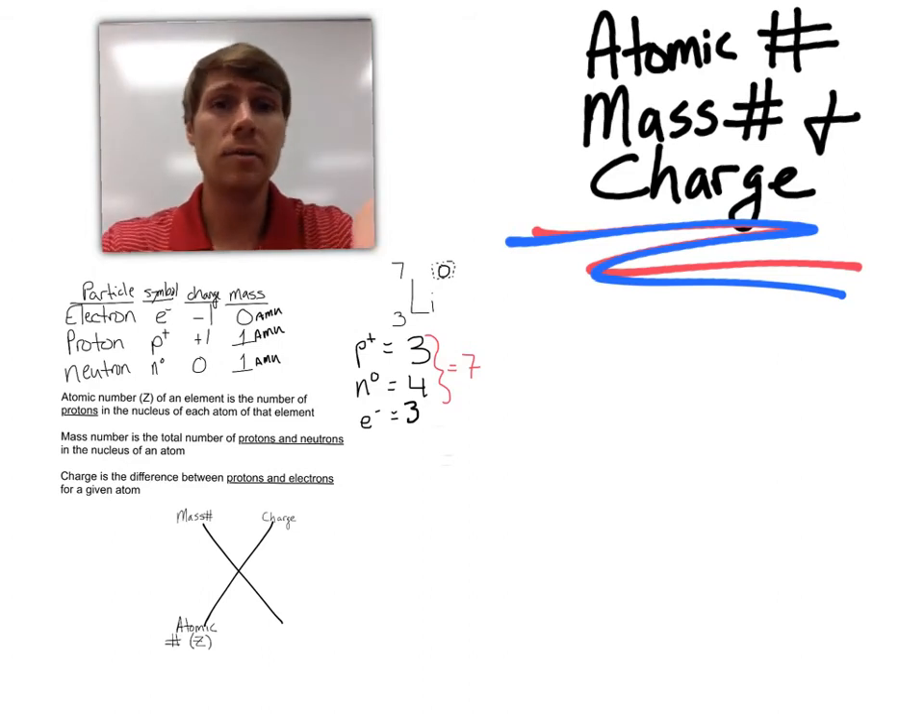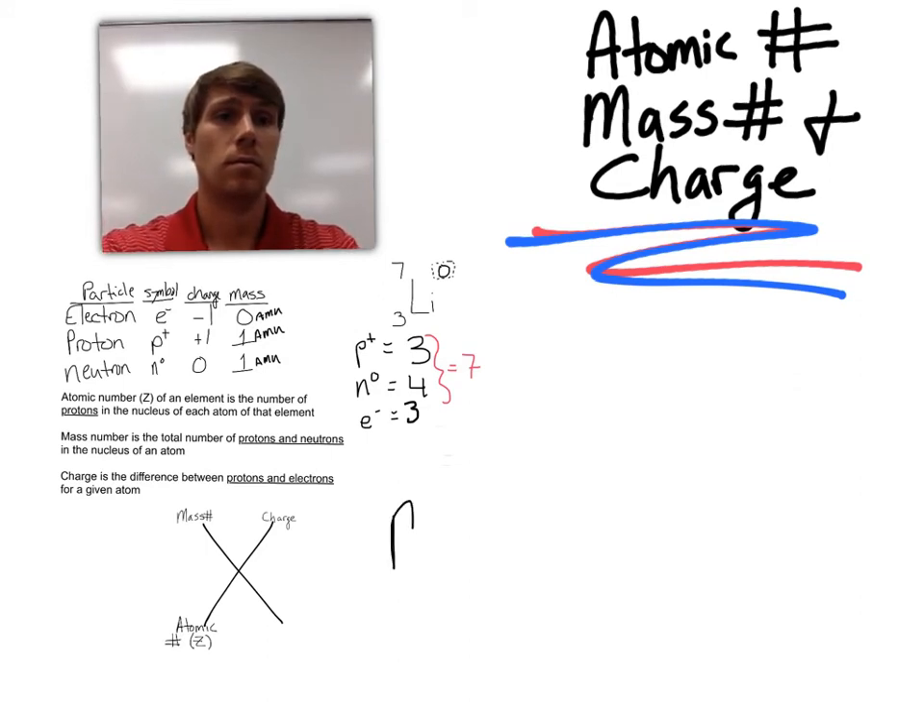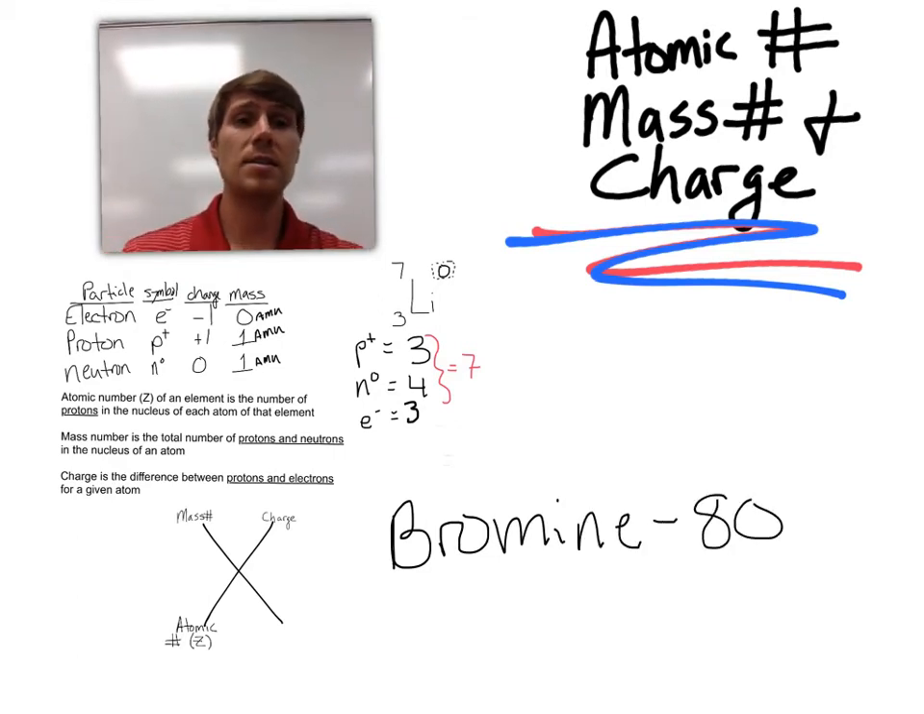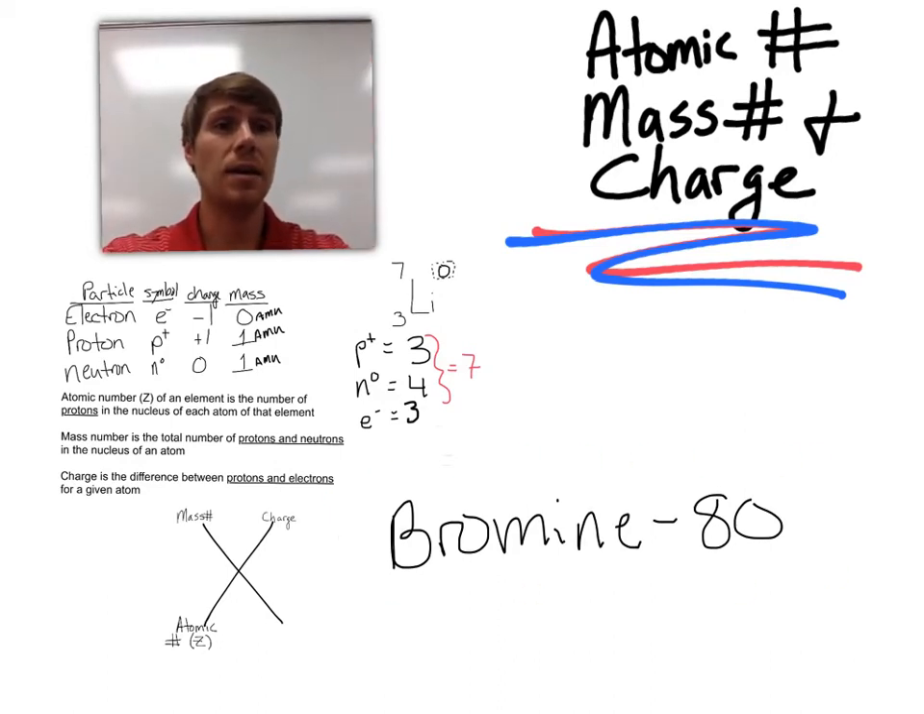Alright, so if we try another example, we can see that it's going to be written a different way. For this example, let's say that we have bromine-80. Now, this is a slightly different example only because it's written like this and not quite like this. That's okay. This is kind of where we can go from this.